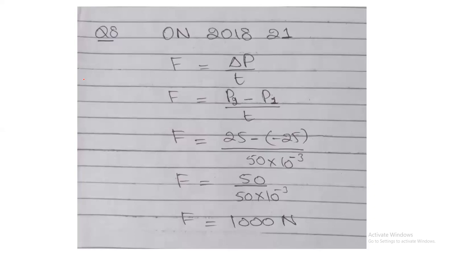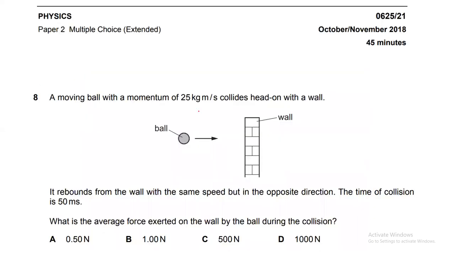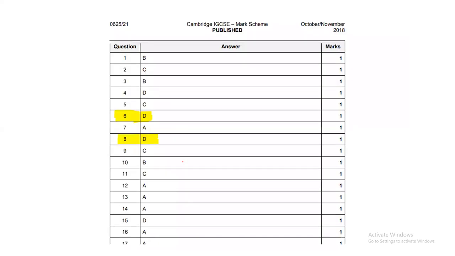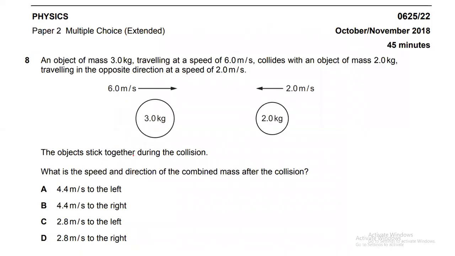So it will be P2 minus P1, 25 minus minus 25, divided by 50 milliseconds, that means 50 times 10 to the power minus 3. So now you will have 50 divided by 50 times 10 to the power minus 3, and the answer will be 1000 Newton. So that means the resultant force is 1000 Newton. So that means the answer is D. D is the right answer.